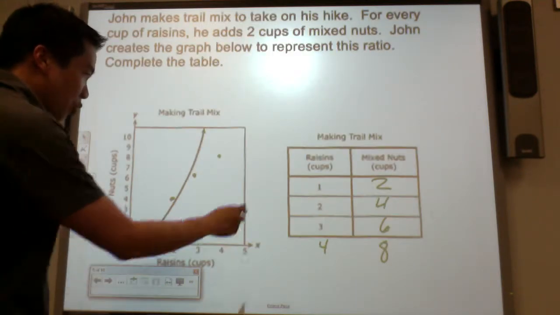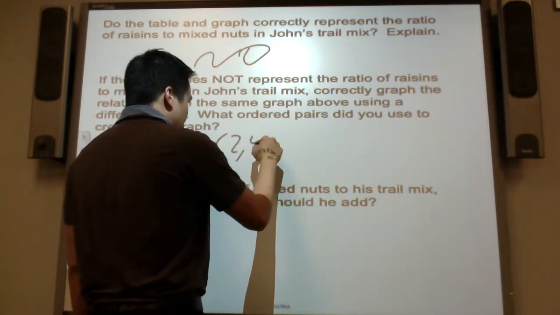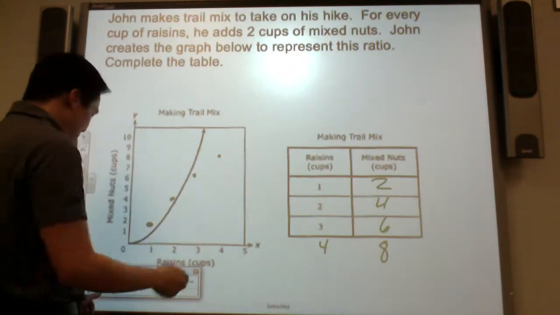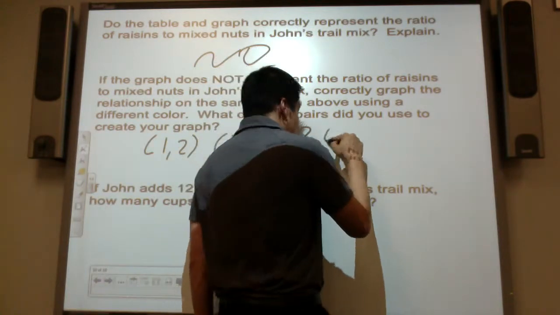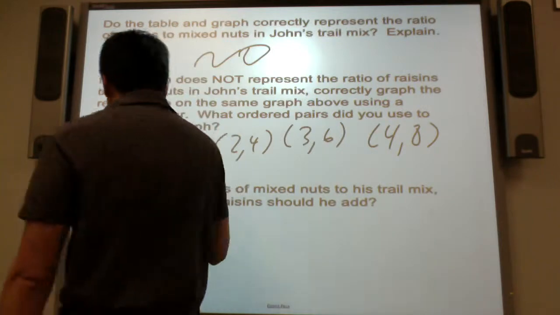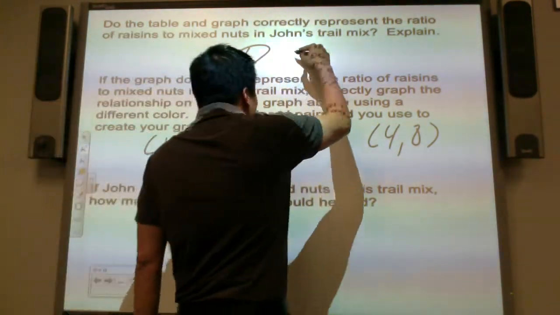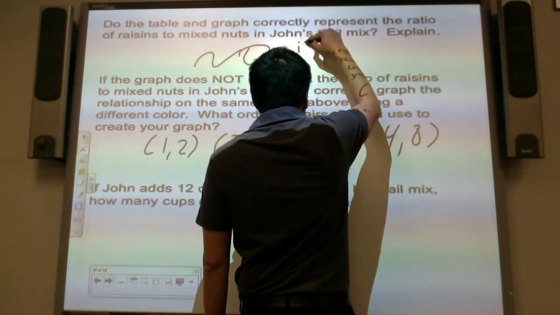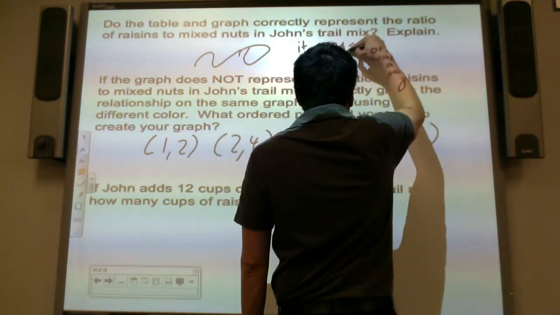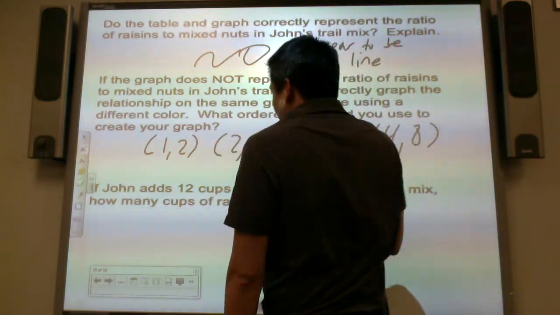The graph. I used 1, 2, 2, 4, 3, 6, and 4, 8. For every cup of raisin, you need 2 cups of nuts. So why is it no? Because it needs to be a line, not a curve.